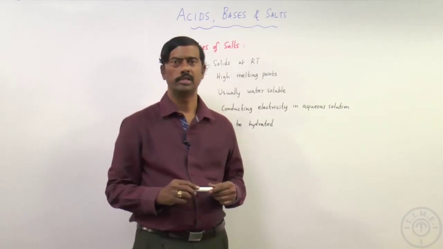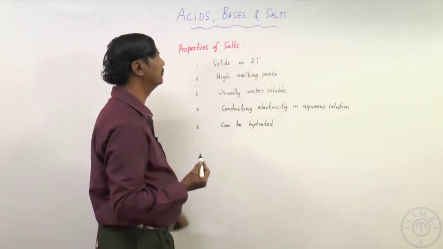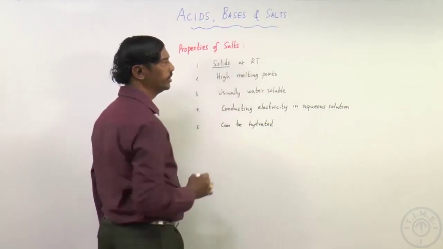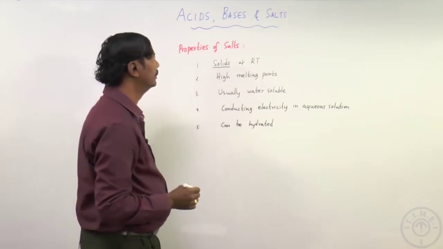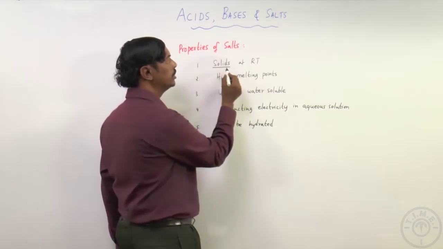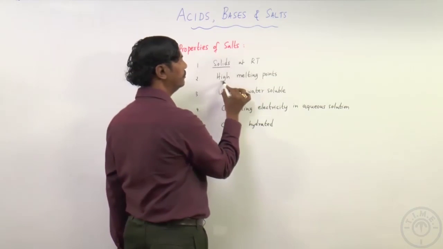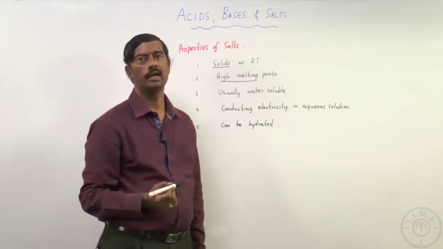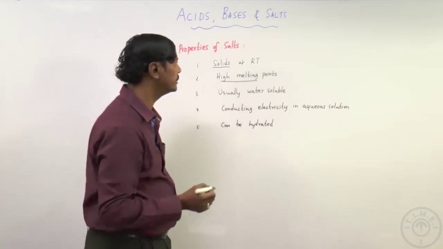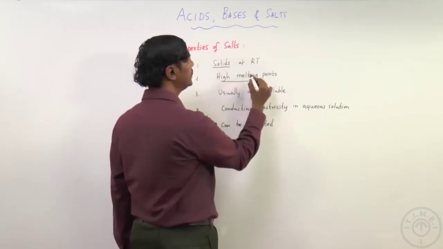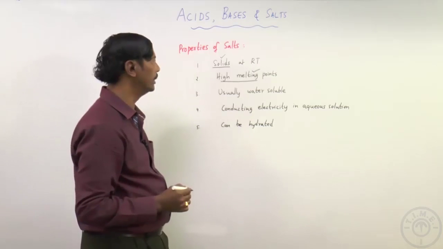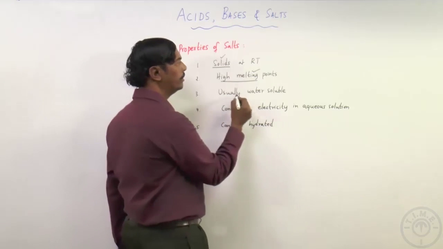These are a few properties that we are going to see now. Salts are usually solids at room temperature. Being solids at room temperature means that they should have high melting points. A salt has got an acidic radical and a basic radical, and therefore it is ionic and therefore has high melting point and will be in the solid state usually. And most of them are water soluble.